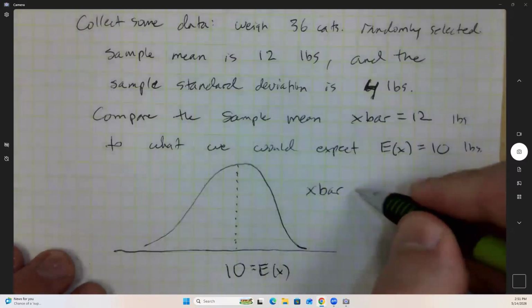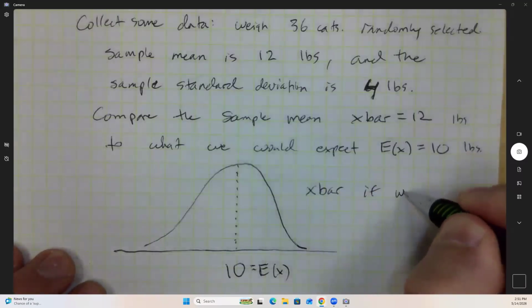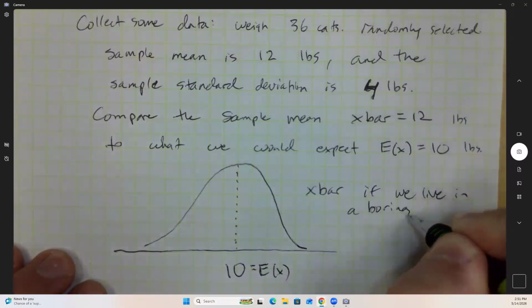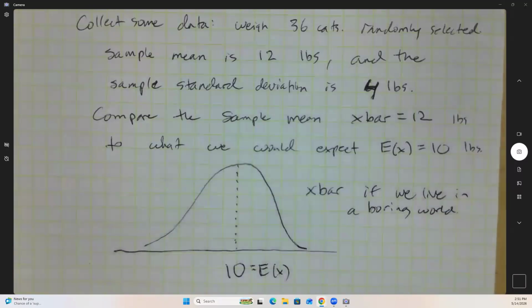So this is X bar if we live in a boring world. 12 is a great guess. And in fact, you can do this exact same hypothesis test centering it at 12 if instead you build a confidence interval. A hypothesis test and a confidence interval are two sides of the same coin.